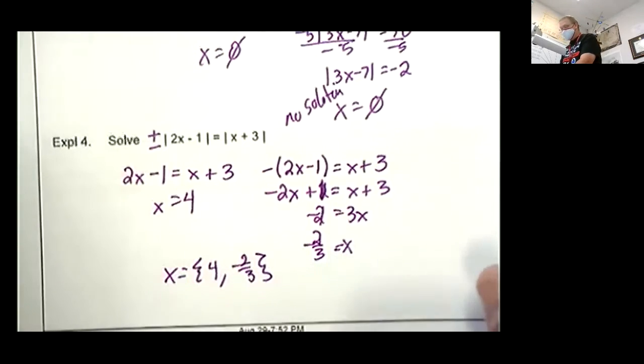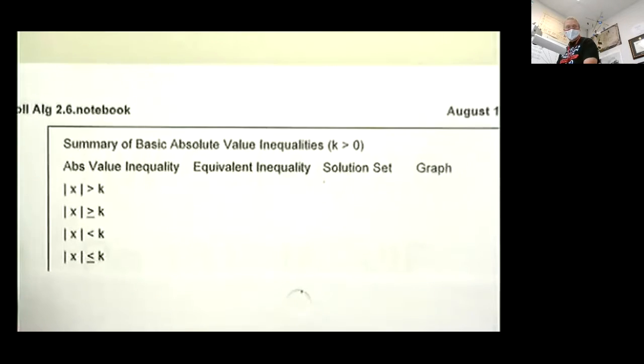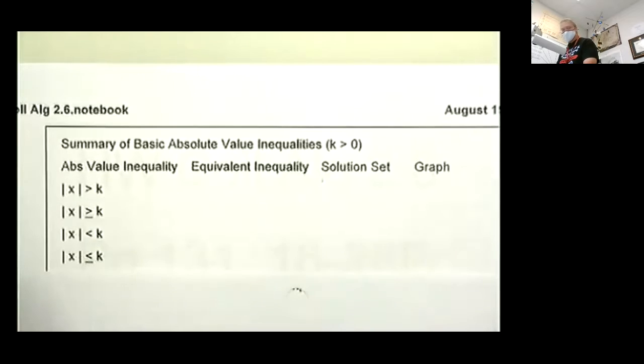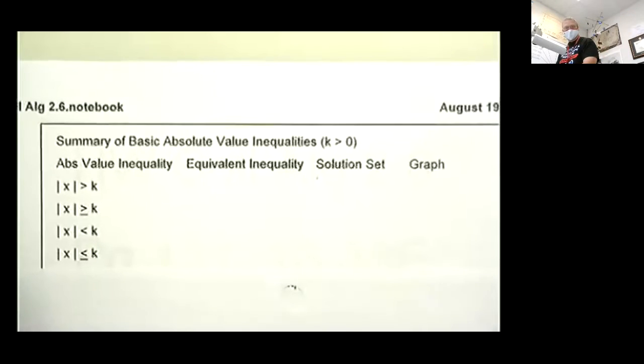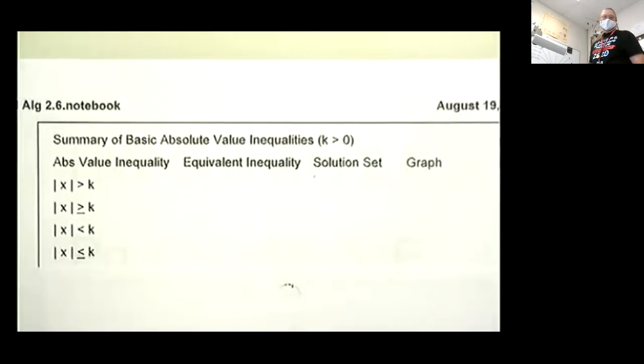So there's absolute value equations. What about absolute value inequalities? So these are going to kind of combine the last two lessons with inequalities with this lesson on absolute values. And here's going to be our general rule. So absolute value inequalities where k is greater than 0. Remember, if it is 0, it's just set equal to 0. If it's negative, you can't do it.